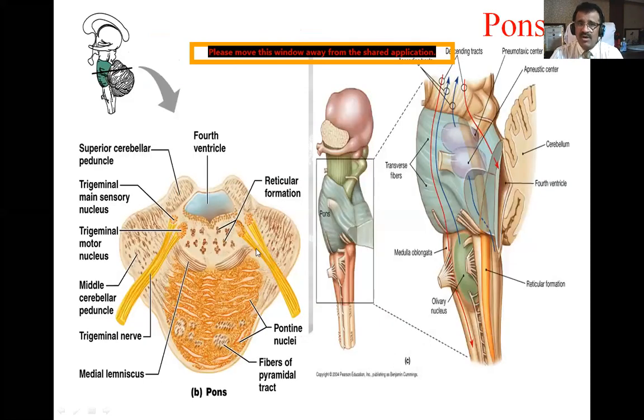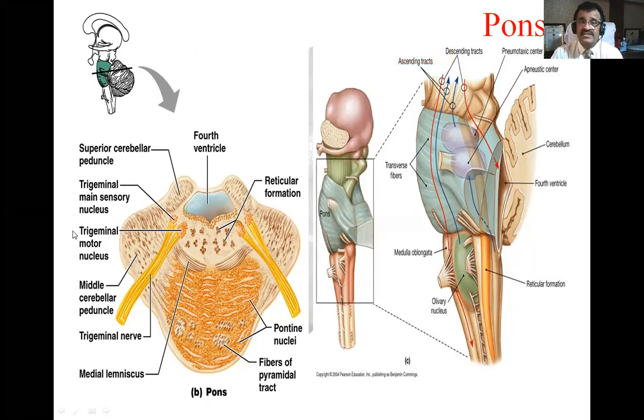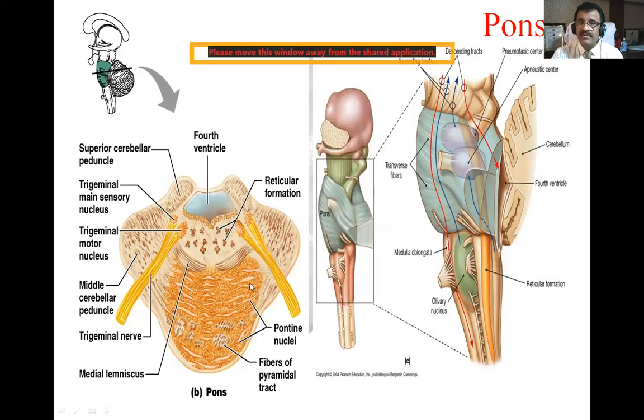Here you can see the pons in cross section, and you can see the enlarged pons here. Behind it is the fourth ventricle, and behind the fourth ventricle there is the cerebellum. So the fourth ventricle lies between the pons and the cerebellum. Here you can see the different parts of the pons: superior cerebellar peduncle, middle cerebellar peduncle, and pontine nuclei. Pontine means in the pons. Reticular formation here, fourth ventricle location here.